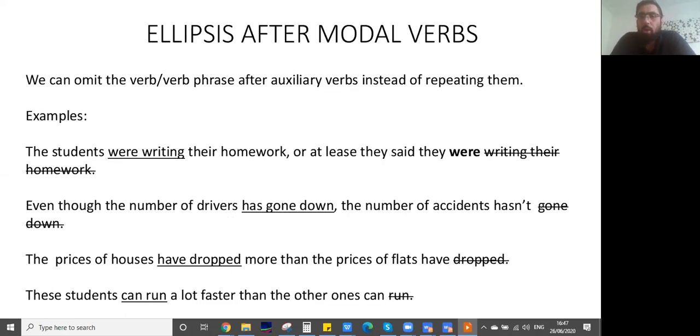Okay, so here we have omitting the verb after auxiliary verbs. We know that auxiliary verbs are were, has, have, can, could, should. All of these are auxiliary verbs, and we have the verb that comes after it. When we are repeating it, we can drop it and it is still clear. Let's take a look at some examples.